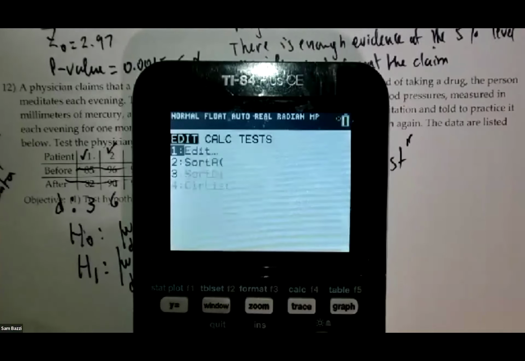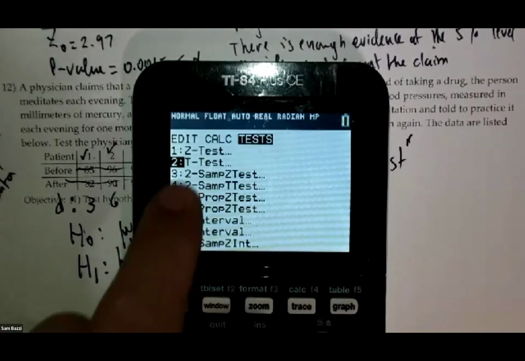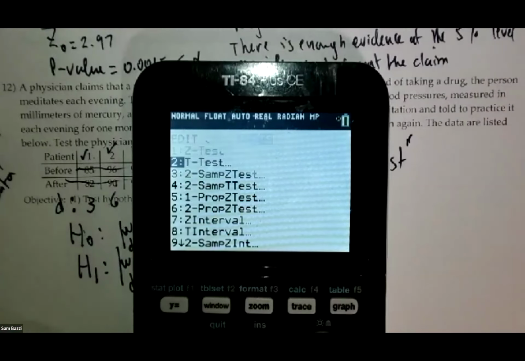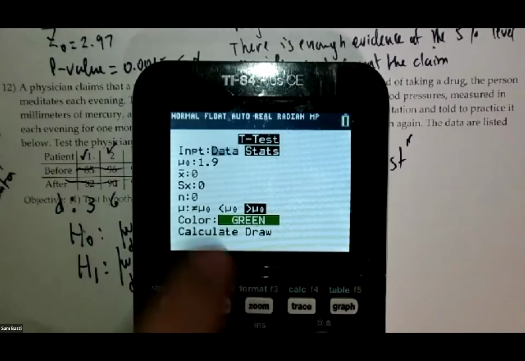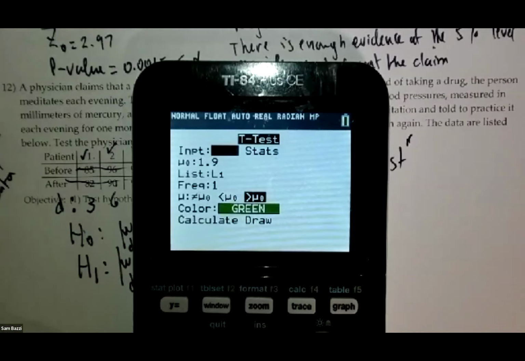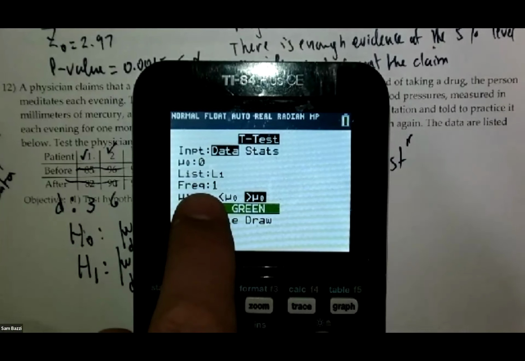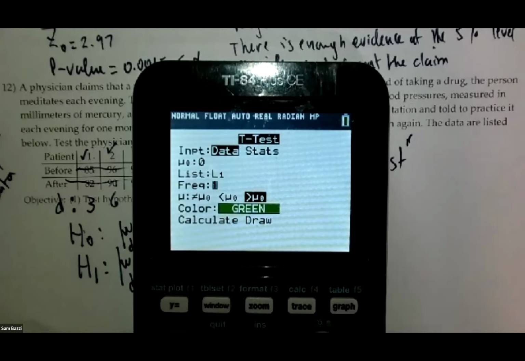And then you go to stat, tests, t-test. Watch, guys, t-test. Data, not stats now, not summary. I don't have summary. I have the actual data. So just put data. In section 11.2, you're testing against 0 always. So just put 0 here. It's an L1. Frequency, guys, don't ever touch this one. Leave it at 1 always. And we need to test it's greater than 0.